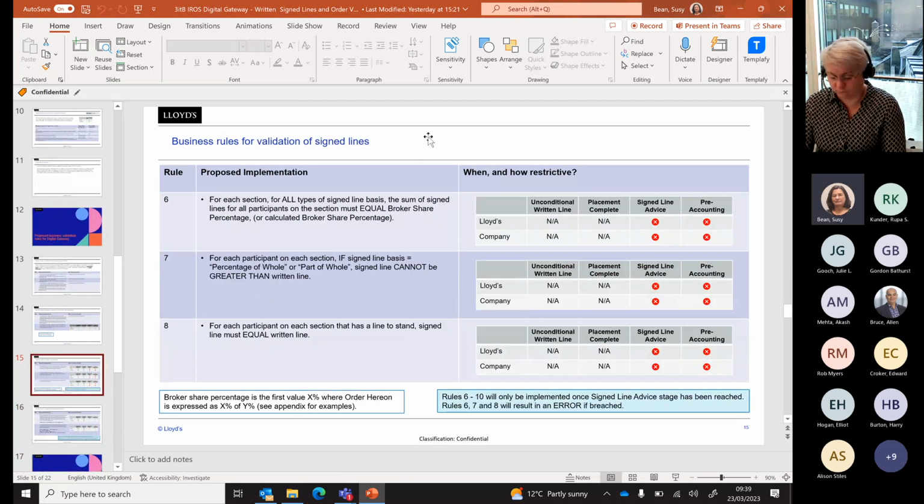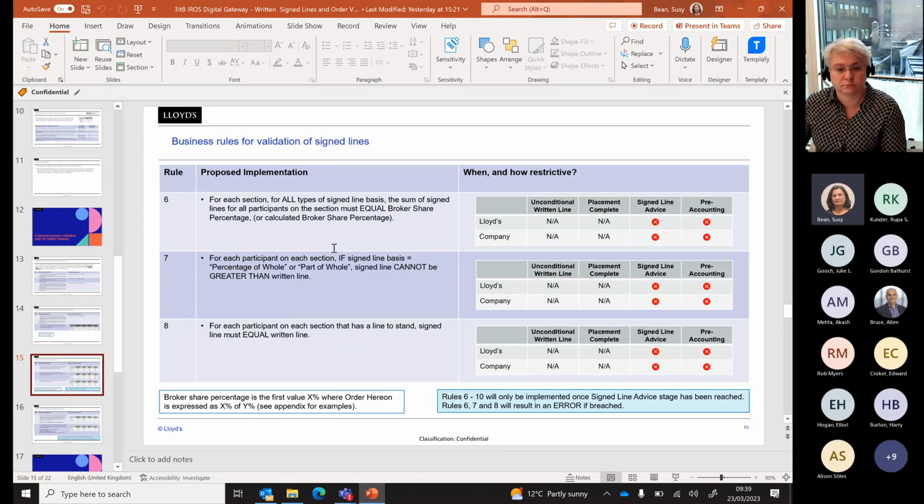Okay, so then we move on to the business rules for validation of sign lines. At the bottom on the left, we've just got a reminder that broker share percentage is the first value, X%, where order hereon is expressed as X% of Y%. So just to make sure that's clear.